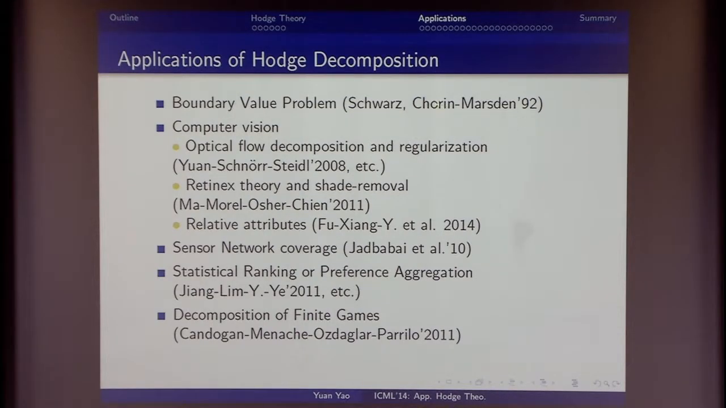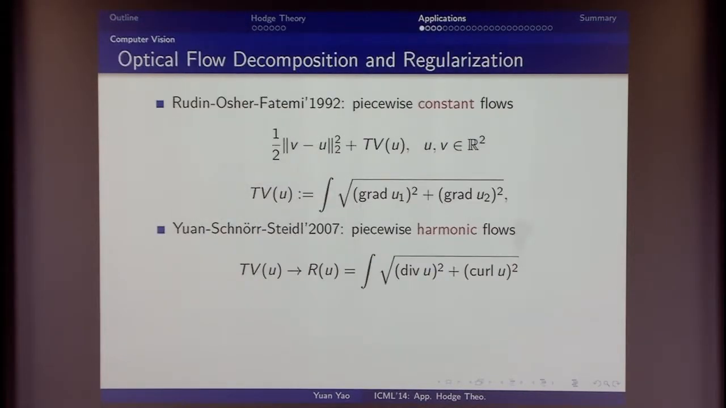So the classical application for Hodge decomposition is the boundary value problem in PDE. And very recently, there has appeared a lot of new applications, from computer vision to sensor network coverage, statistical ranking and finite game decomposition. So I will pick some of them to illustrate how the idea might be used in various different settings. In computer vision, there is a very well-known model called the Rudin-Osher-Fatemi model.